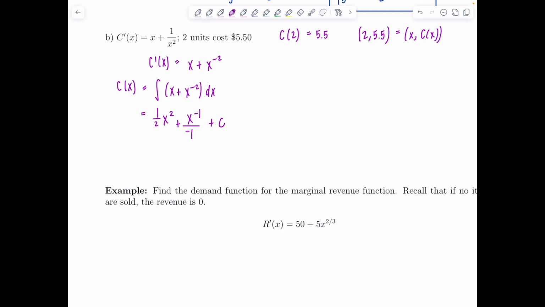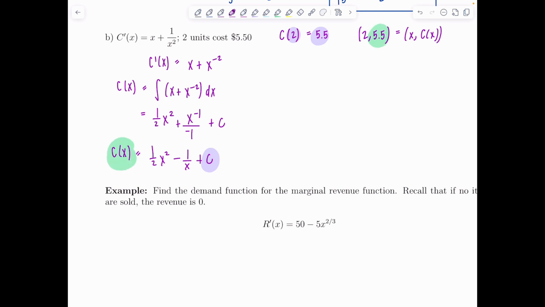Okay, just clean that up. So c of x is 1/2 x squared minus, because I can just replace, instead of writing plus with this negative down here, just write it as minus x to the negative first. That's 1 over x plus c. Now we got to come through and find this c, and I do that by substituting in 2 for x and setting this c of x equal to 5.5.